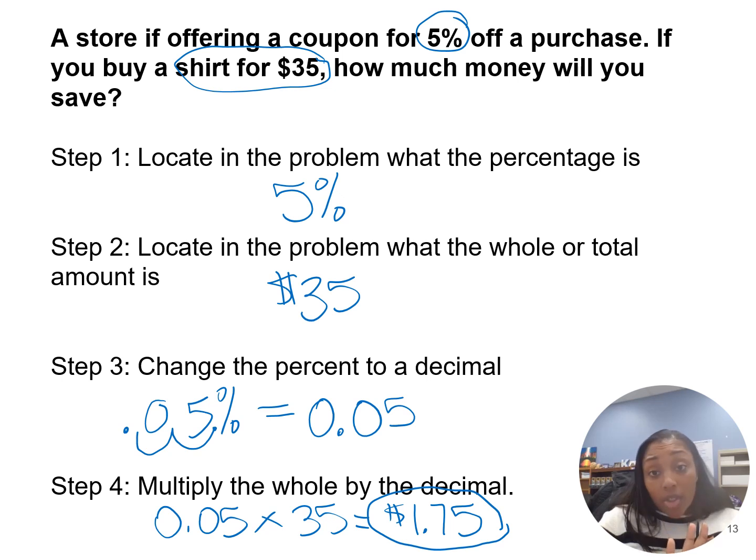That's not what I'm paying for this shirt. They just said how much money am I going to save? So that's what they're going to take off of my total. They're going to take my total $35 and take $1.75 off. So I get to save that money.